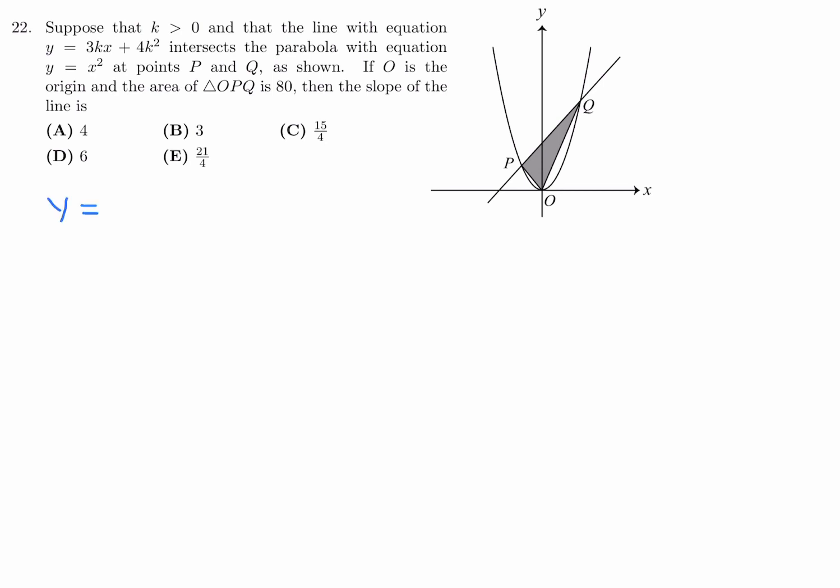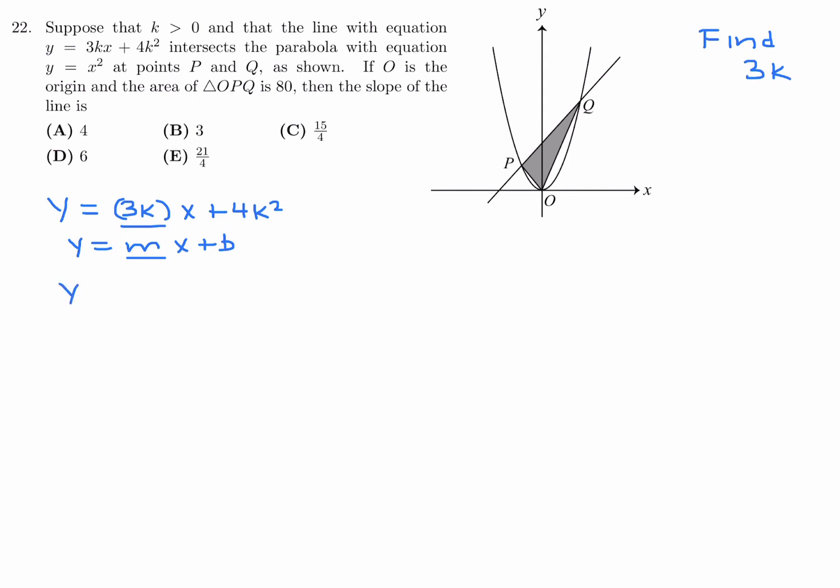Our line here is y is equal to 3k times x plus 4k squared. And since all lines are of the form y equals mx plus b, where m is the slope, the slope is 3k. So essentially the question is asking me to find the value of 3k. If I do that, I'll be done with the question.